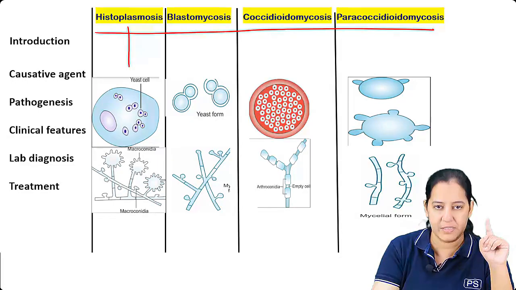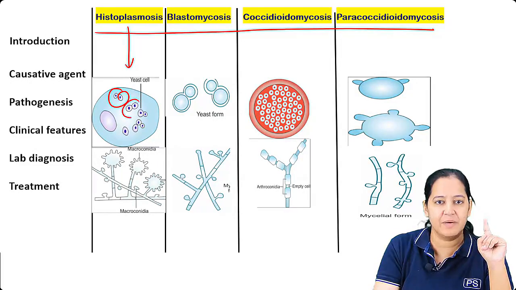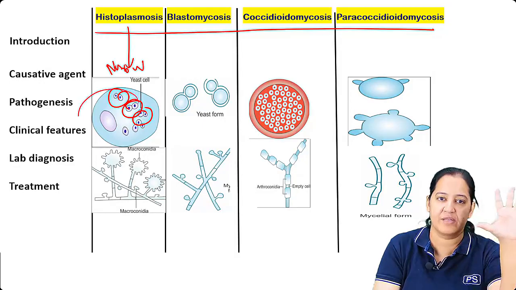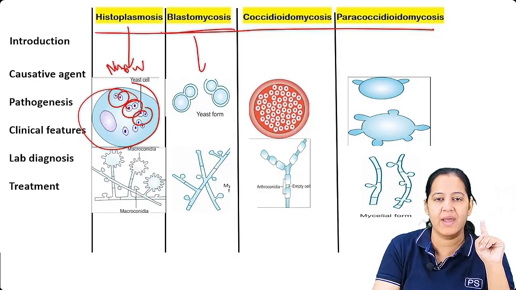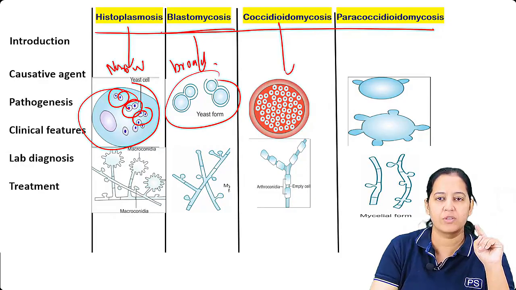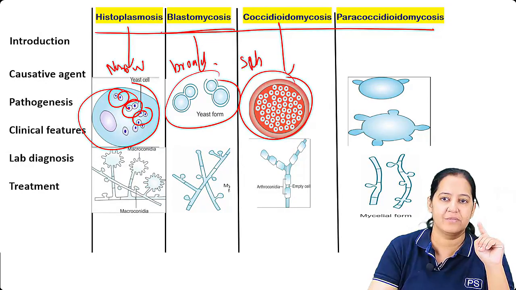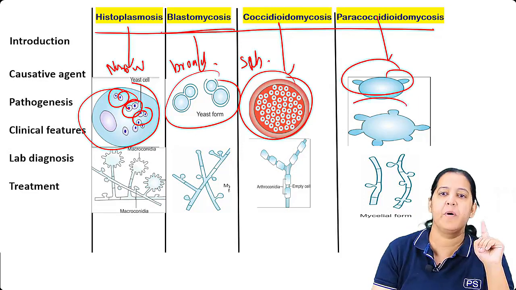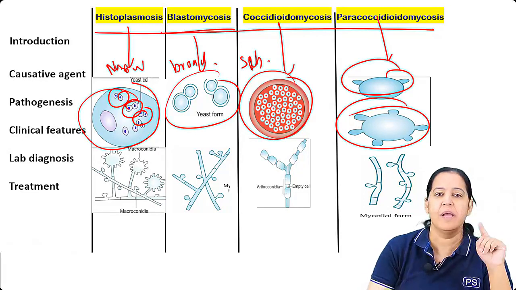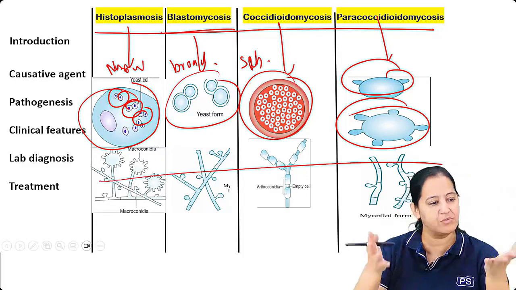So in histo, I can see the budding yeast, but a narrow bud, narrow base, and it is intracellular. In blasto, I can see figure of 8, so I can see a broad base. In coccidio, I can see a spherule. And here I can see either the Mickey Mouse or the pilot wheel. Say yes. The first organ is lung in all of them. Don't learn the mold form. The yeast form is okay to go.